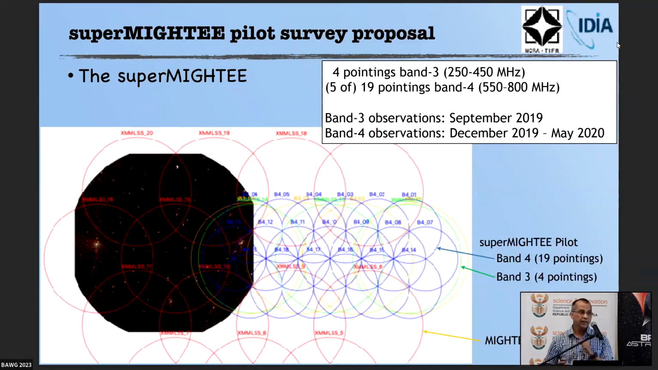So with these thoughts, we essentially planned a pilot project. This was in mid-19. So we had 4 pointings at band 3 and 19 pointings planned for the band 4 observations of GMRT. The red ones are MIGHTEE datasets, and the blue and the green are band 3 and band 4 respectively.